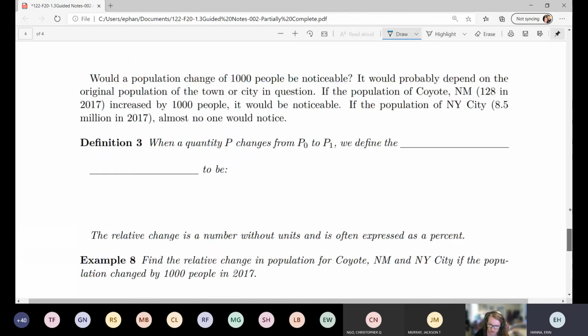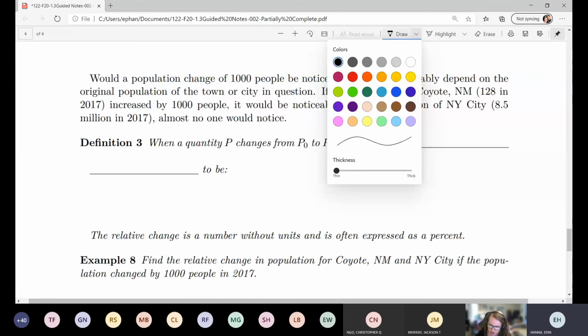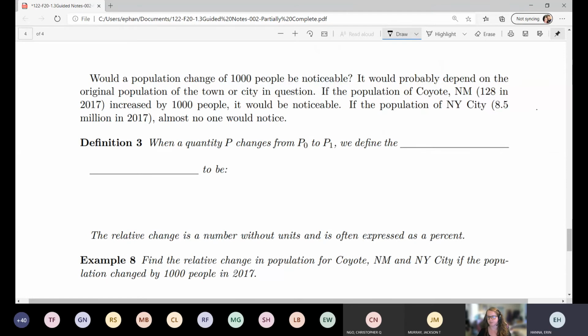Last thing, it's not too bad. So think about populations. If you had a population change of 1,000 people, would you notice? That probably depends on where you're at. If you're in Coyote, New Mexico, which had 128 people in 2017, and their population increased by 1,000 people, they would notice. But if you're in New York City, which had a population of 8.5 million in 2017, pretty much no one would probably notice an extra 1,000 people moving in.